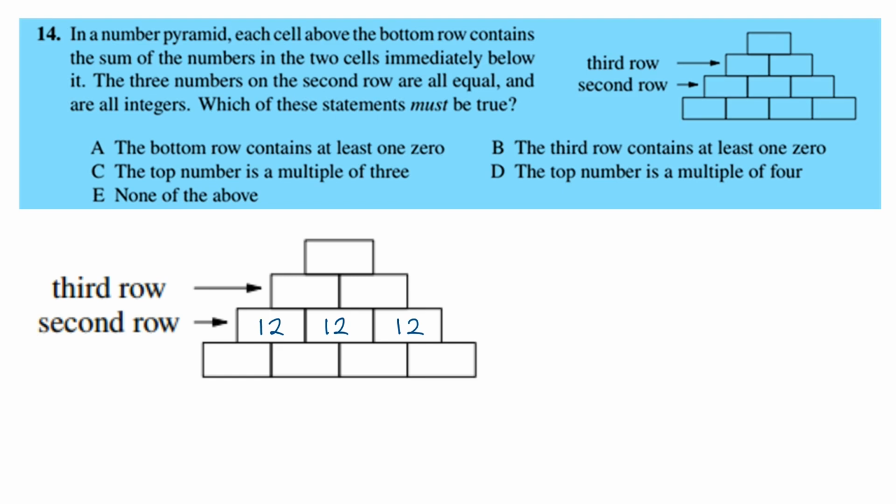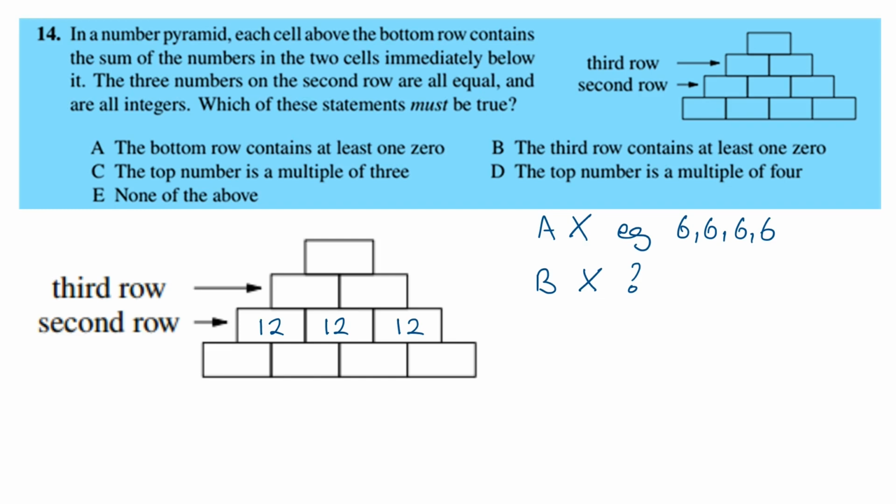So the bottom row contains at least one 0. Well, that doesn't have to be the case because I could put all 6s in the bottom row given my 12 that I've decided to use. So it's definitely not A. B says the third row contains at least 1 0. Well, we know that's not true because 12 and 12 give me 24 in both cases. That's just not true. C and D, well, they both can't be correct.